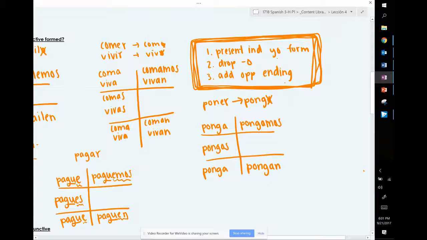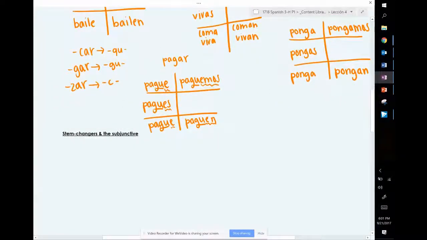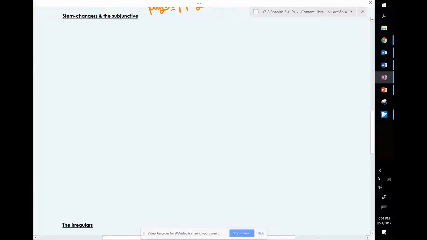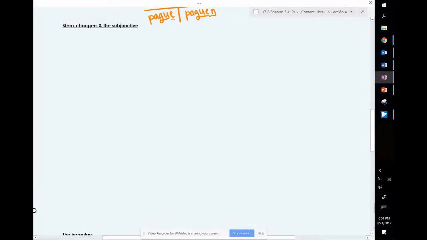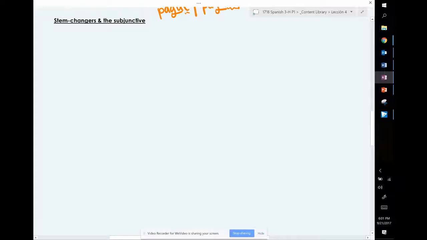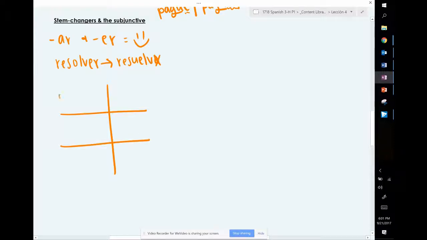Next thing we have to talk about, stem changing verbs and the subjunctive. So stem changing verbs and the subjunctive get weird, okay? With AR and ER stem changers, and again, this is just something that's easier to show you and explain as we go. AR and ER stem changers are good. They're not weird. They're totally normal. If you have a verb like resolver, its yo form is resuelvo. Drop the O, add your opposite endings to form the subjunctive.